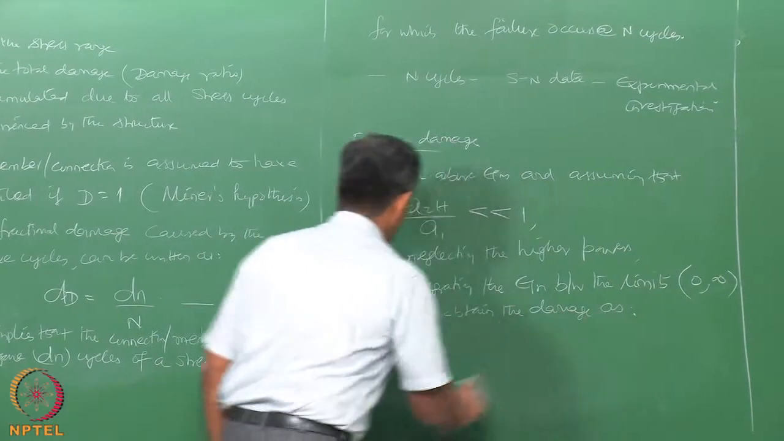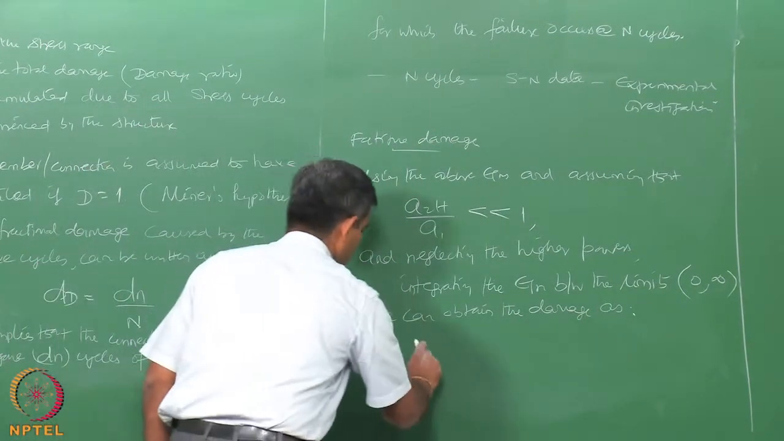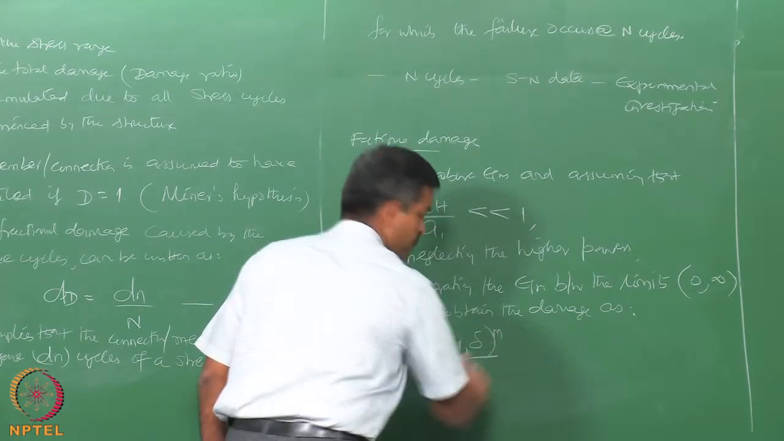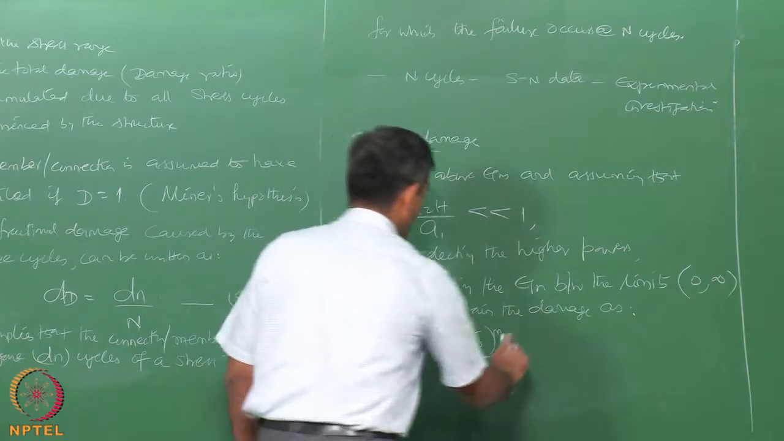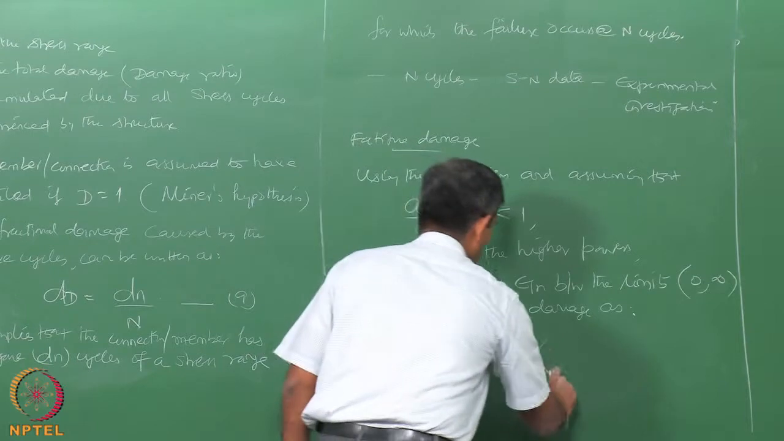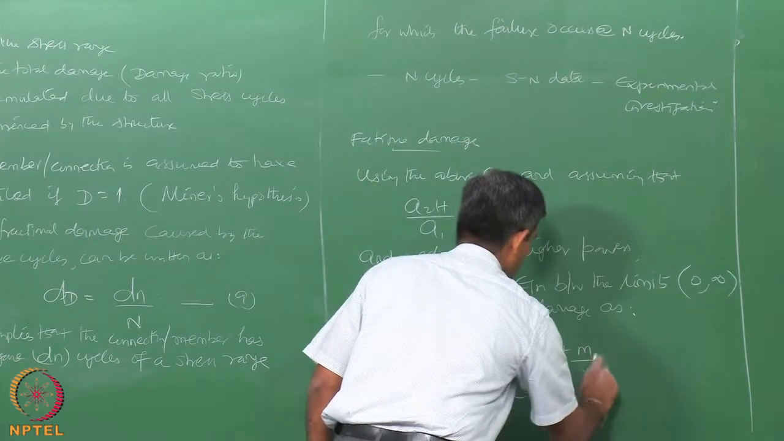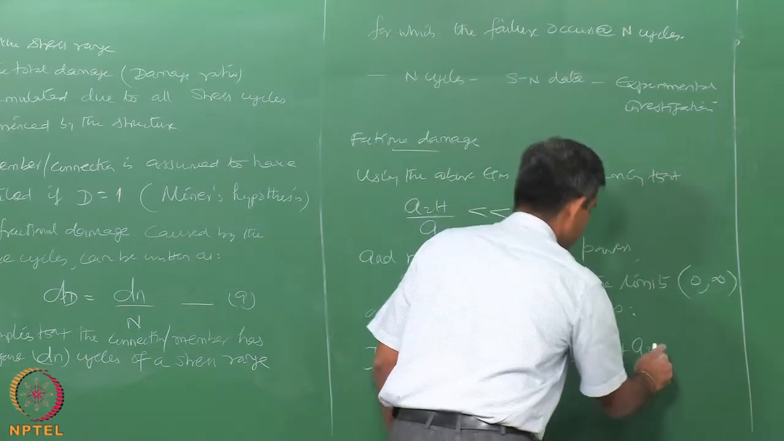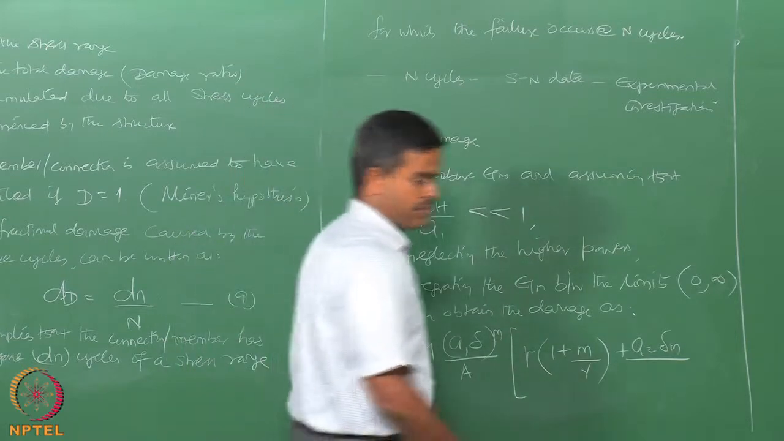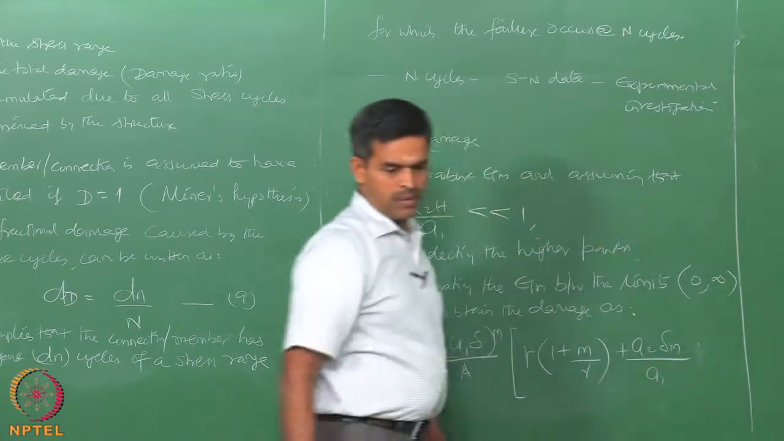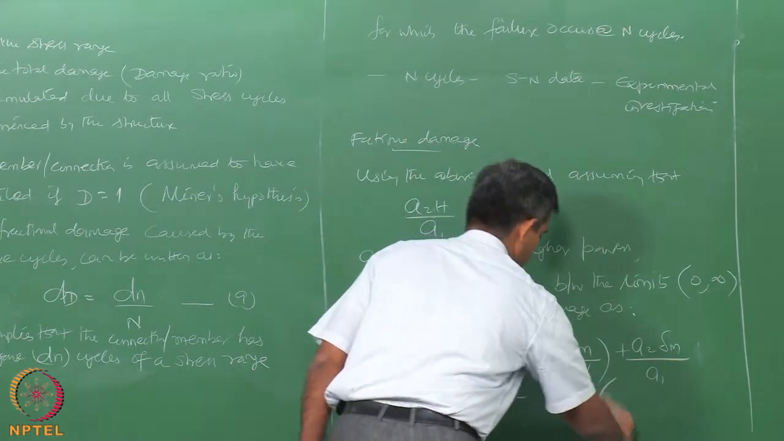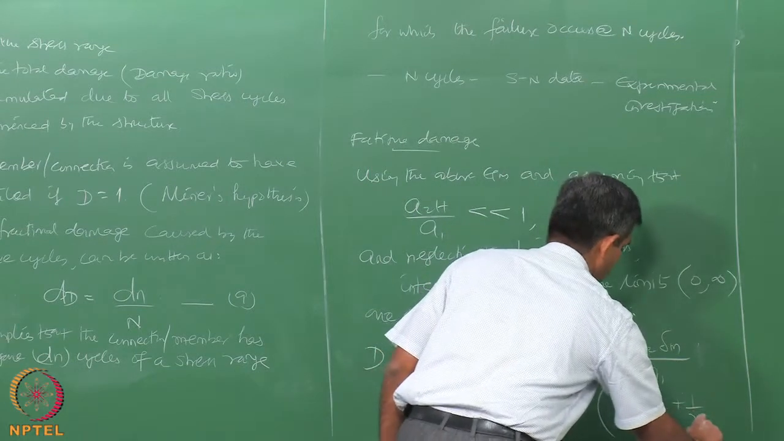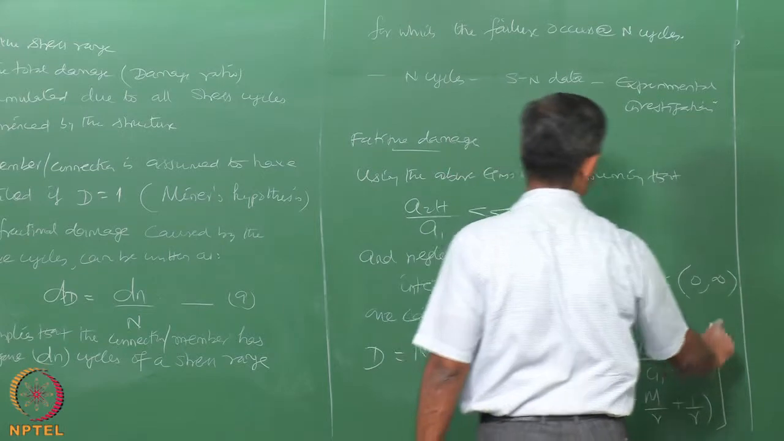We can say D is given by m A1 delta to the power m by A, gamma function of 1 plus m by nu, plus A2 delta m by A1, gamma function of 1 plus m by nu plus 1 by nu. Equation number 10.